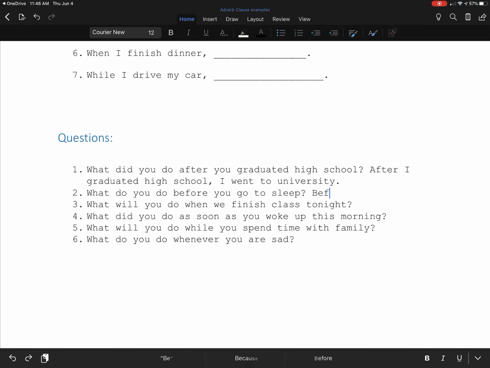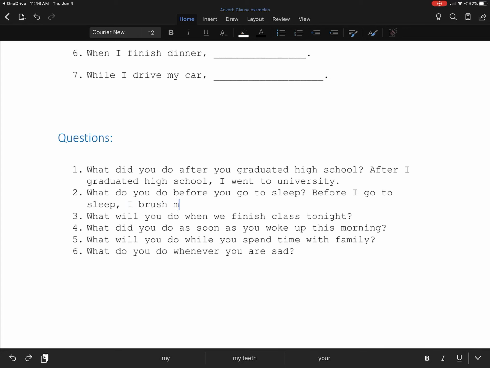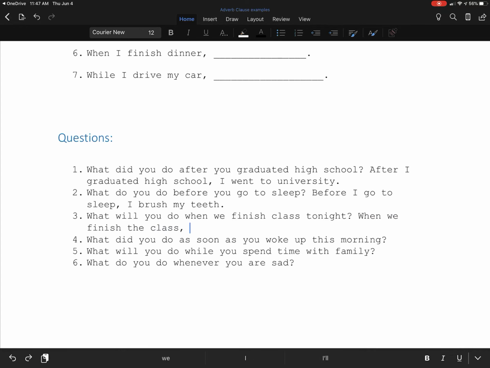What do you do before you go to sleep? Before I go to sleep, I brush my teeth. Do is a present tense question, so we're going to answer with present tense. For number 3, will is future tense, so we're going to answer with future. When we finish the class, I will eat.